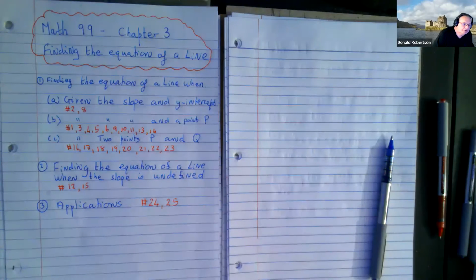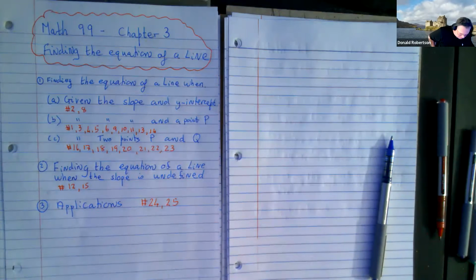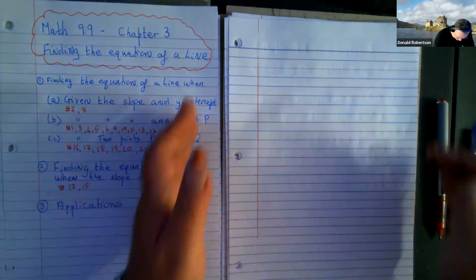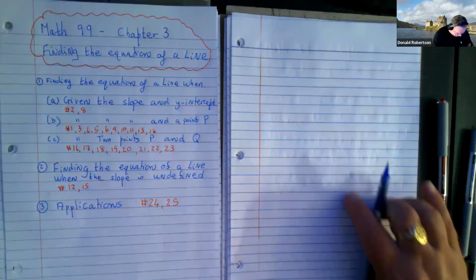Well, hello everyone. Today we're going to look at the first section in, I believe, chapter 3. We're going to be looking at finding the equation of a line. There are different types of information that you can be given, and each one requires a different approach to how you calculate the equation of a line. The lines that we're talking about are essentially linear equations, obviously. Y equals 2x plus 3, that type of look.